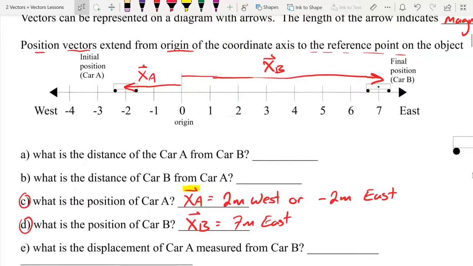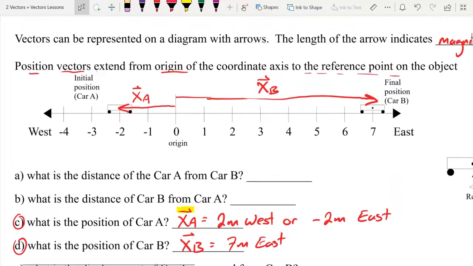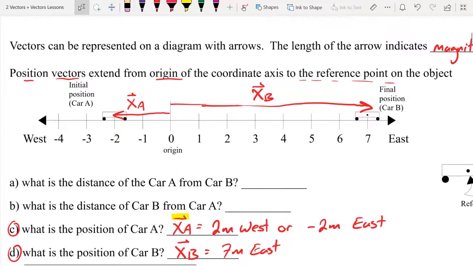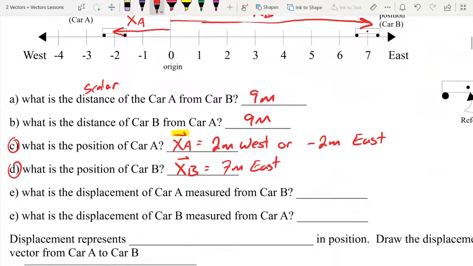Okay, now we skipped A and B, so let's do that. What is the distance of car A from B? And you could see the distance. Distance is a scalar only, okay? So distance, scalar. And you could see that these cars are 9 meters apart. And it doesn't matter which way you go, from car A to car B or car B to car A, you must travel 9 meters in distance. Okay? There's no direction associated with scalars.